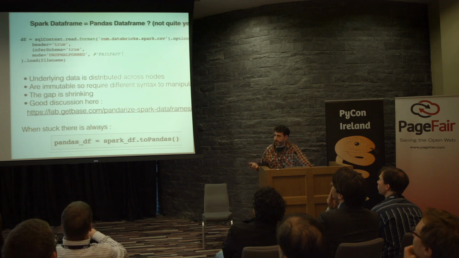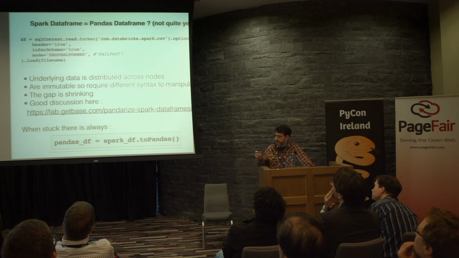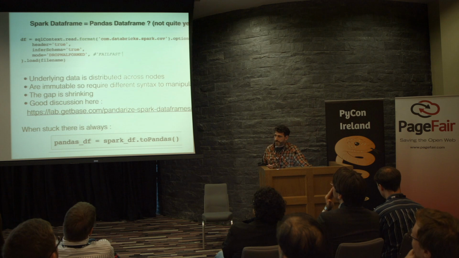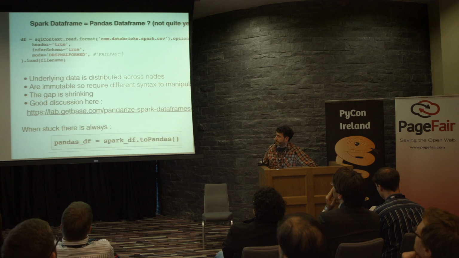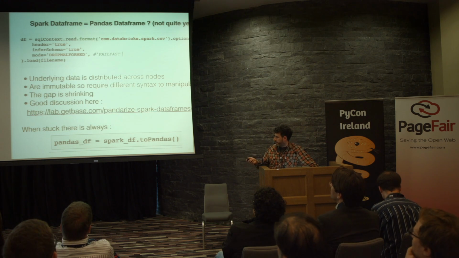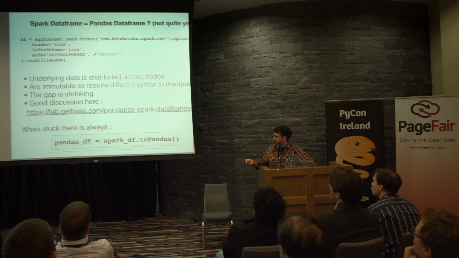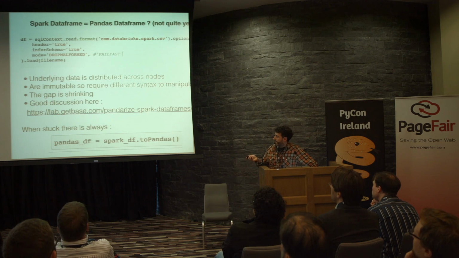And so yeah, I mentioned the Spark data frame. It's almost like a Pandas data frame. You have to be aware that you're dealing with distributed data across loads of nodes, and Spark data frames are immutable. So they're not quite the same, but they're getting there. And you can always convert your Spark data frame to a Pandas data frame. That takes a long time, but then you have a nice Pandas data frame at the end if you have a small amount of data.